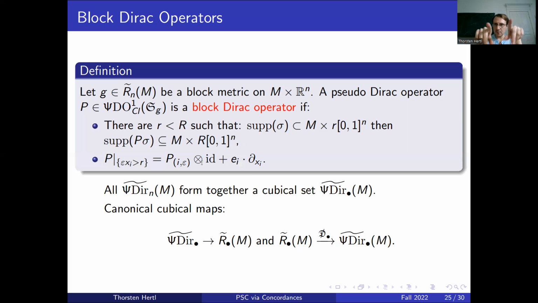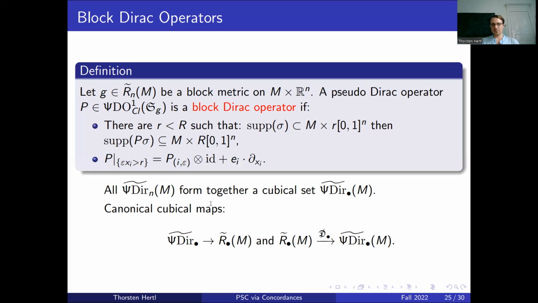Recall that a block metric decomposes into a product metric outside a certain sufficiently but unknownly large cube. And we require that the pseudo-Dirac operator behaves in the same manner. So this is what the second bullet point tells you. And again, we can take the set of all these operators and they together assemble to a cubical set. So we have, again, face and degeneracy maps here, which I will not write down.